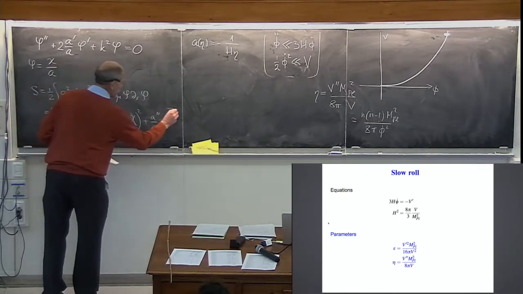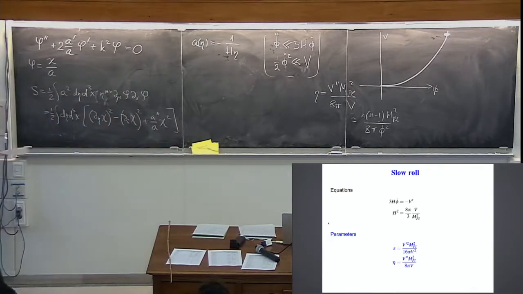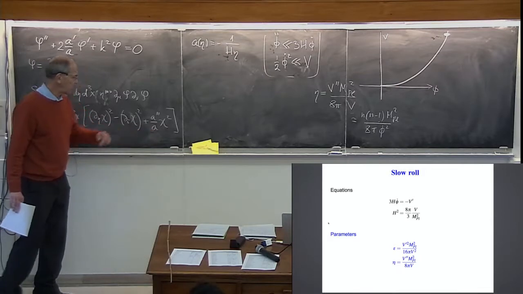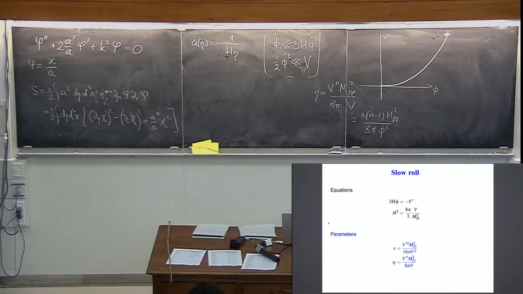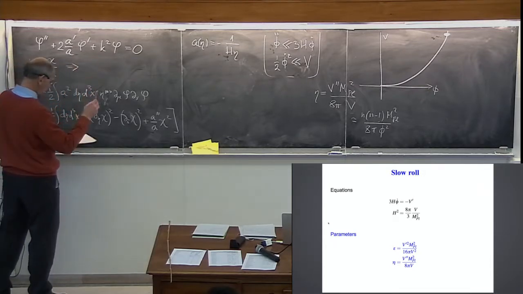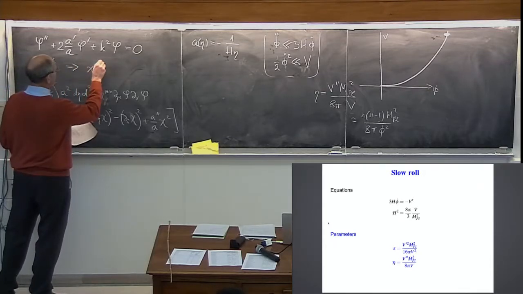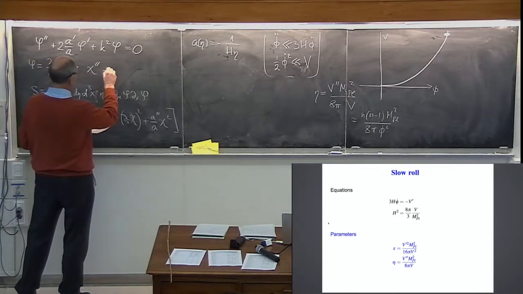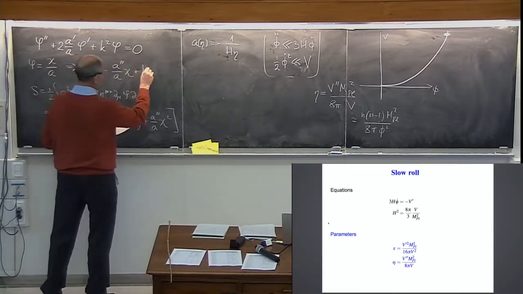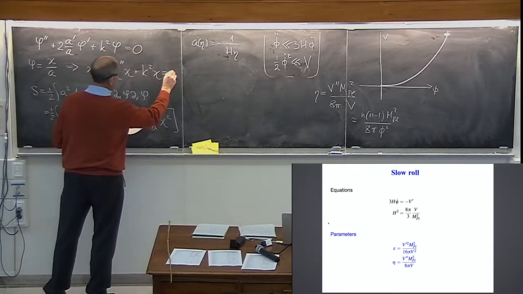So in terms of this chi, the only effect that the expanding universe has is this third term. Okay, and accordingly, the equation for chi has this simple form: chi double prime minus a prime prime over a chi plus k squared chi is 0.